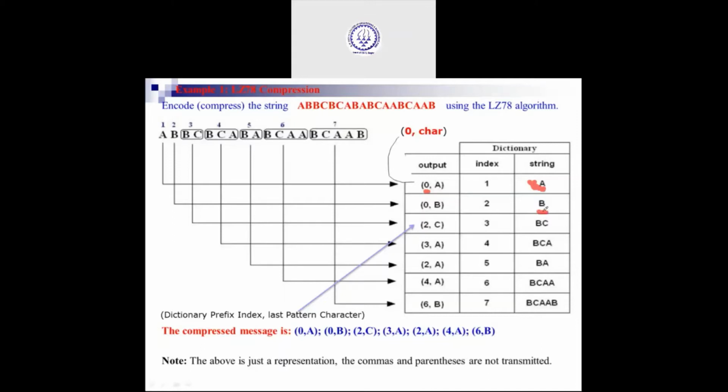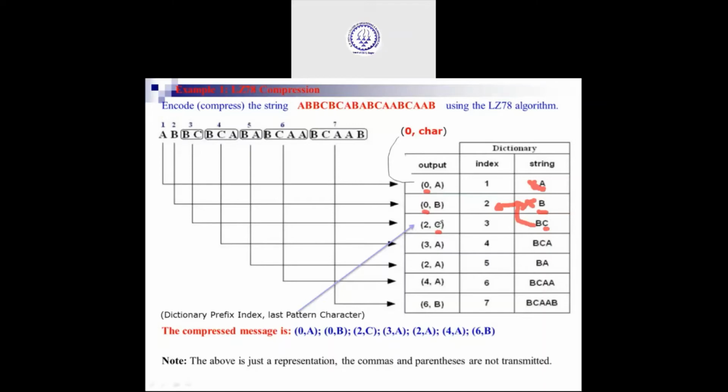Similarly for B. B is my second substring and I observe that there is no prefix for this particular B. So no prefix, that means my initial output bit should be taken as 0. Now I will come down to the third string. C is my innovative bit. So C has been copied down here in the output as the innovative bit. What is my prefix? Prefix is B, and this B is present at index number 2. Therefore, whatever this C that I want to transmit, I will transmit the index of B as 2, C.